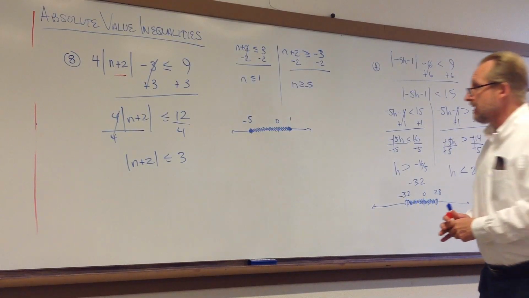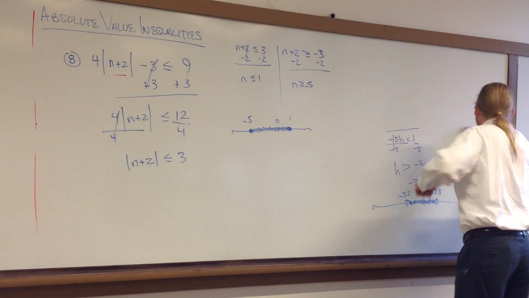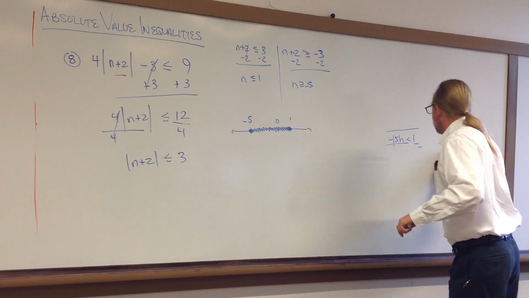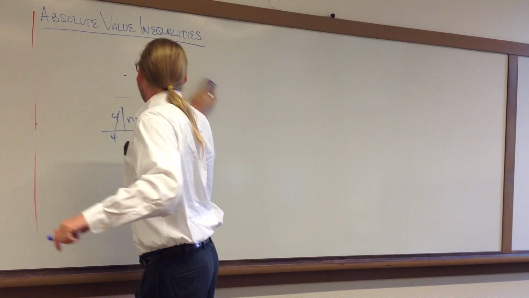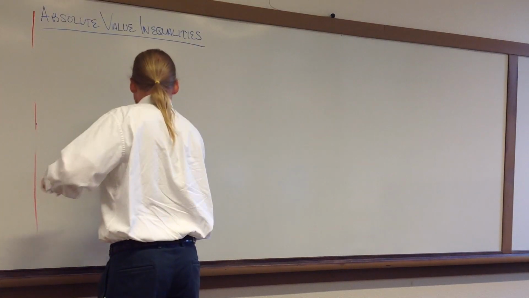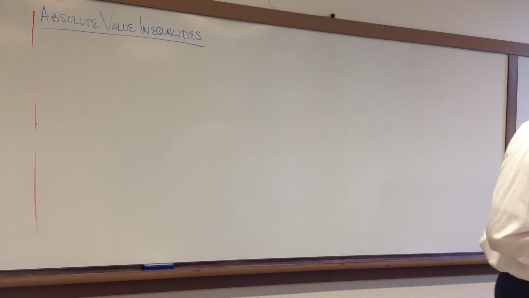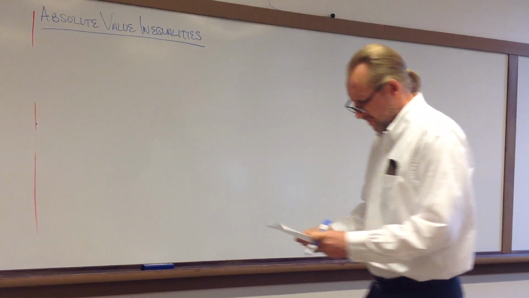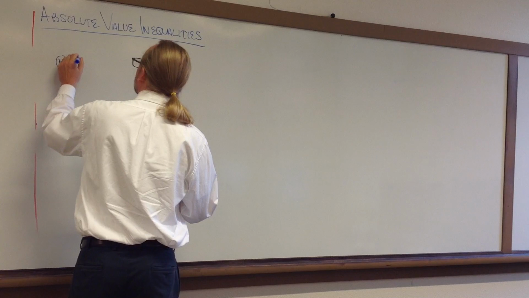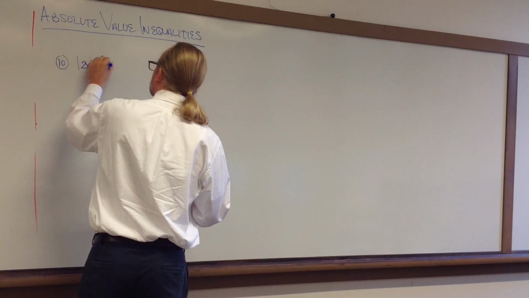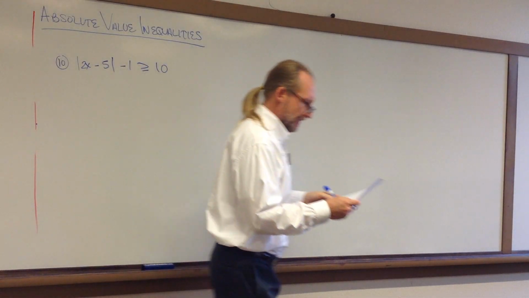All right. Well, I think that those are some good examples. So let's take a look at the greater than problems. Make some space on the board. And we'll look at problem 10 to get us started here. Problem 10 says absolute value 2x minus 5 minus 1 greater than or equal to 10.